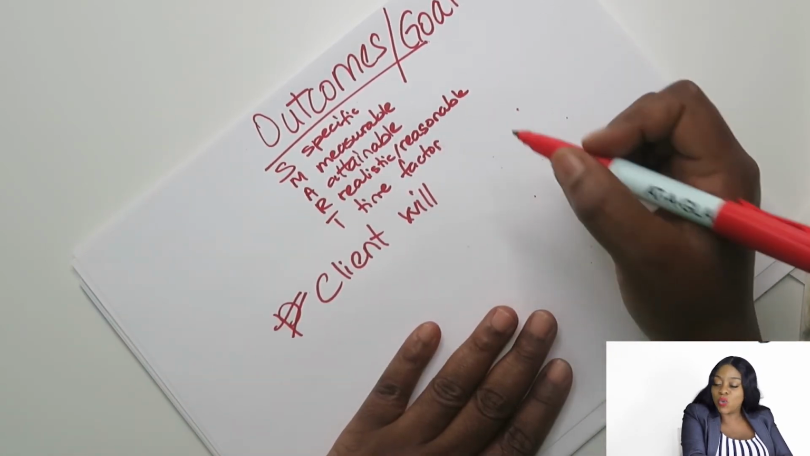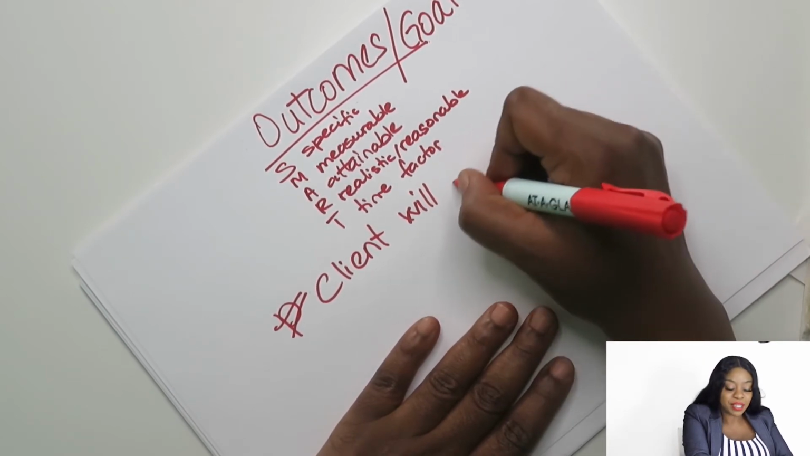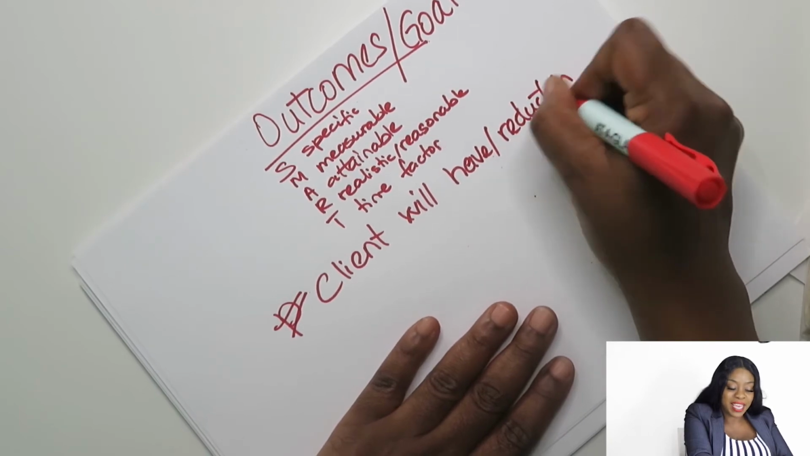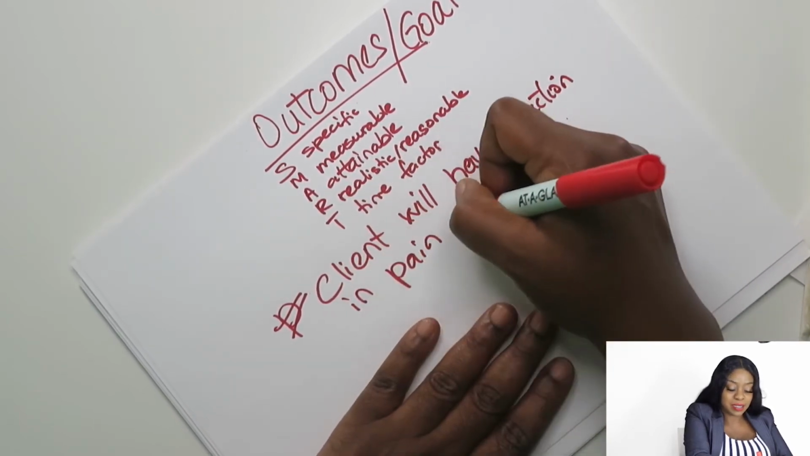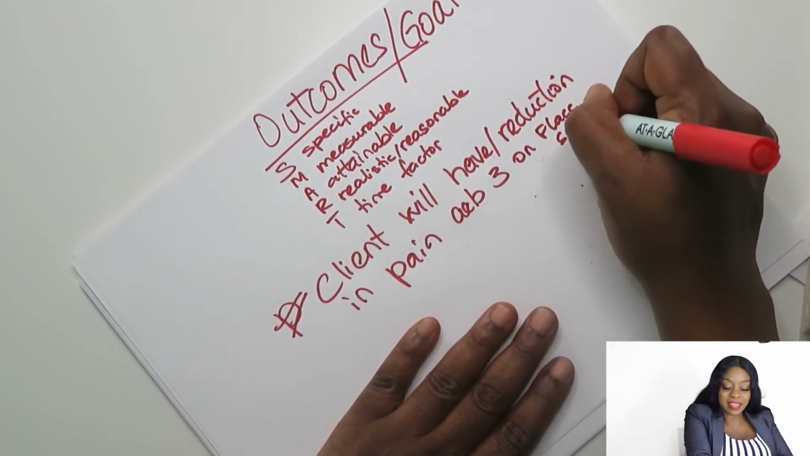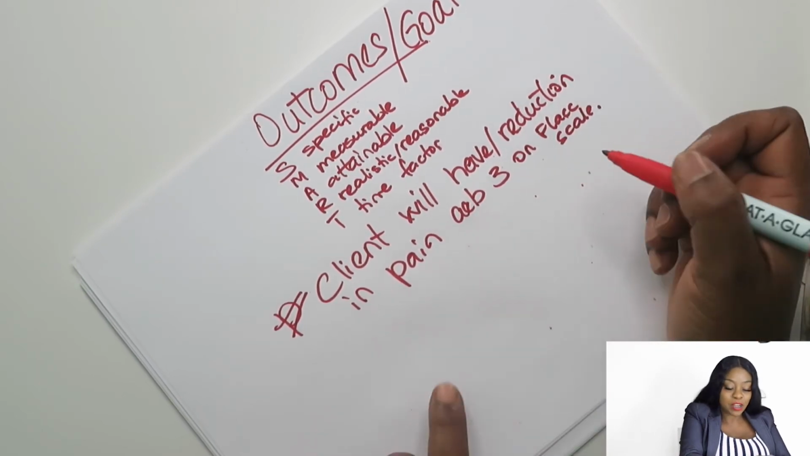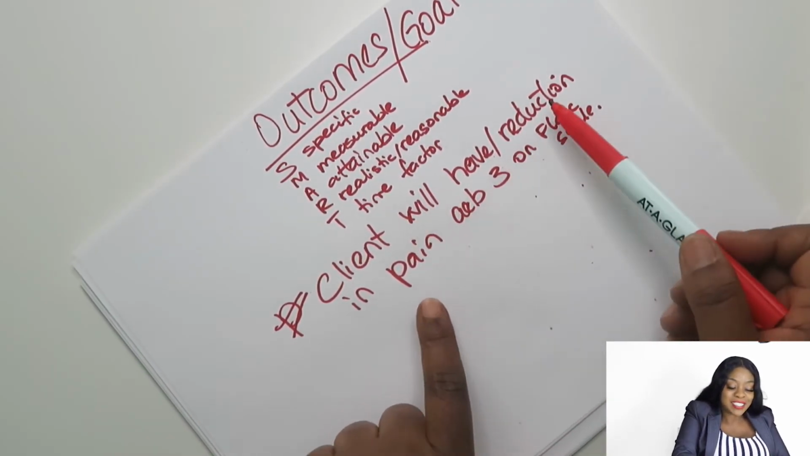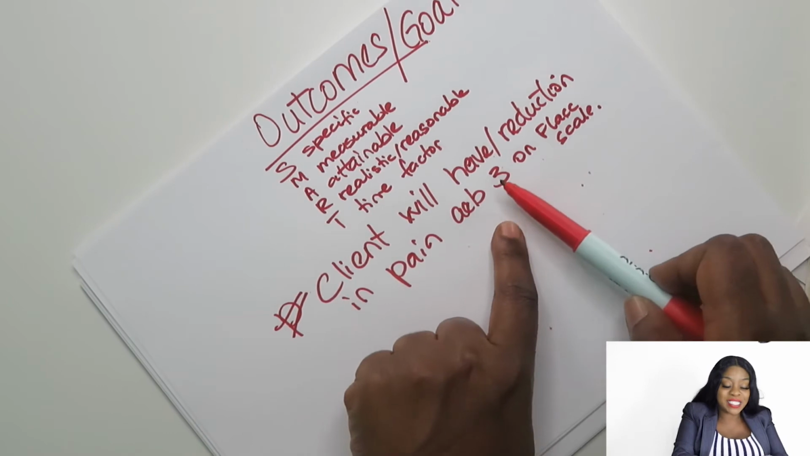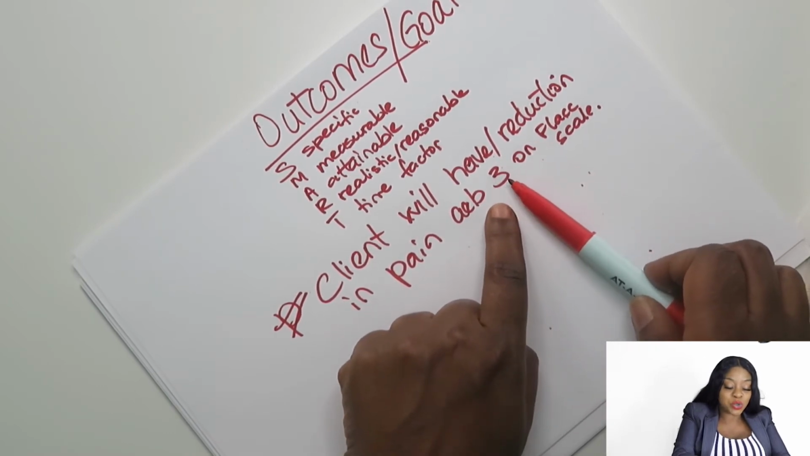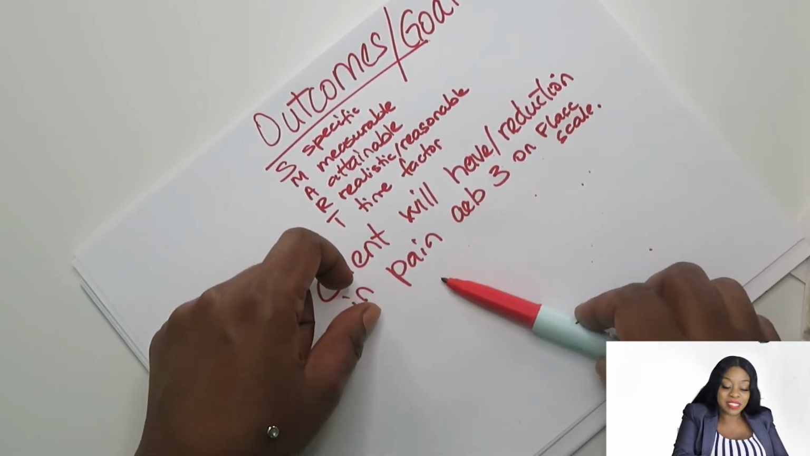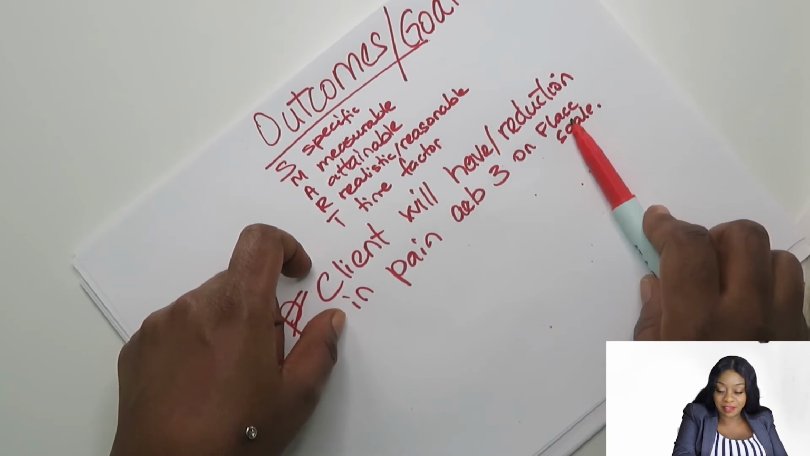The client will, for example, have or experience reduction in pain as evidenced by a 3 on the FLACC scale. That could be one of our goals. It's pretty specific because we want a reduction in pain. It's measurable because we stated that the pain is going to be reduced to a 3. We're now going to make it a little more reasonable and place a time factor.